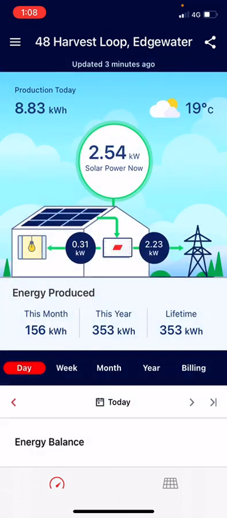So now we see solar power, and underneath that, on the left-hand side, a light bulb with 0.31 kilowatts, so 310 watts are currently being drawn at the house, and 2.23 is being exported to the grid. So ideally, well, there you go, something's just gone up. So they were listening to me as I was talking.